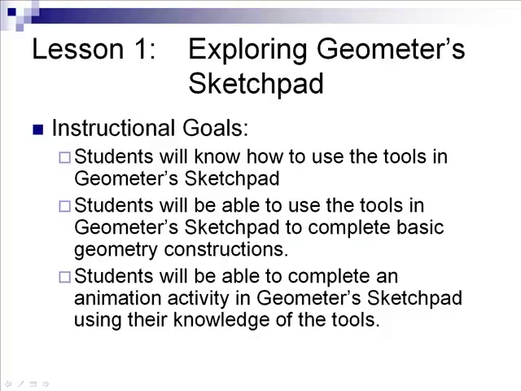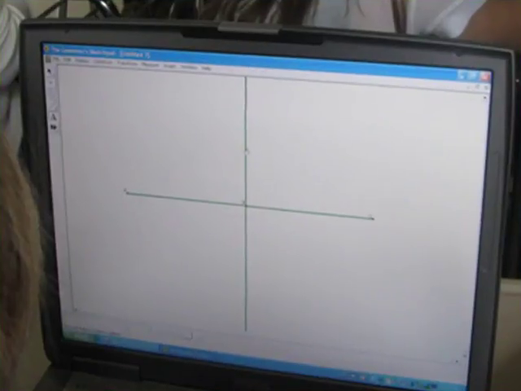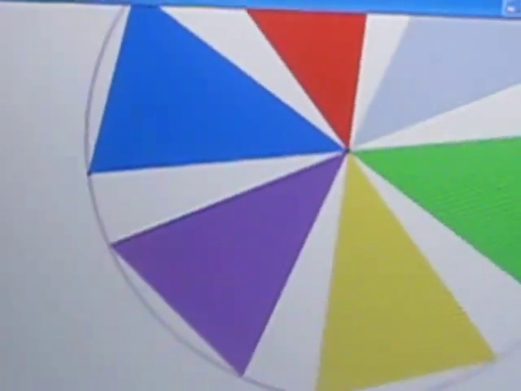The first lesson was an introduction to Geometry Sketchpad, in which the students explored the software needed for their upcoming investigations of congruent triangles. The goals for this lesson included students knowing how to use the tools in Geometry Sketchpad, students being able to use the tools to complete basic geometry constructions, and students being able to complete an animation activity using their knowledge of the tools. Throughout this first day, the students had an opportunity to do some creative activities to practice the tools and features of Geometry Sketchpad that they learned.